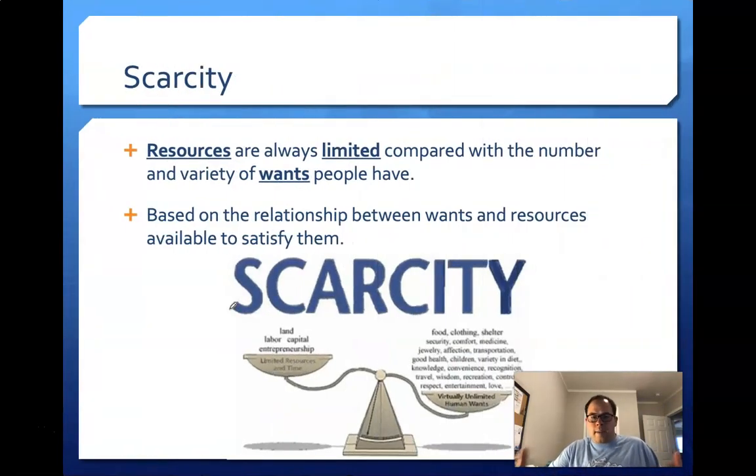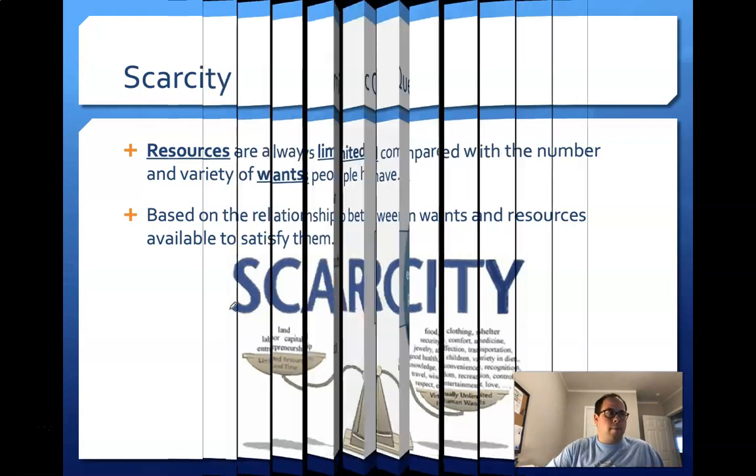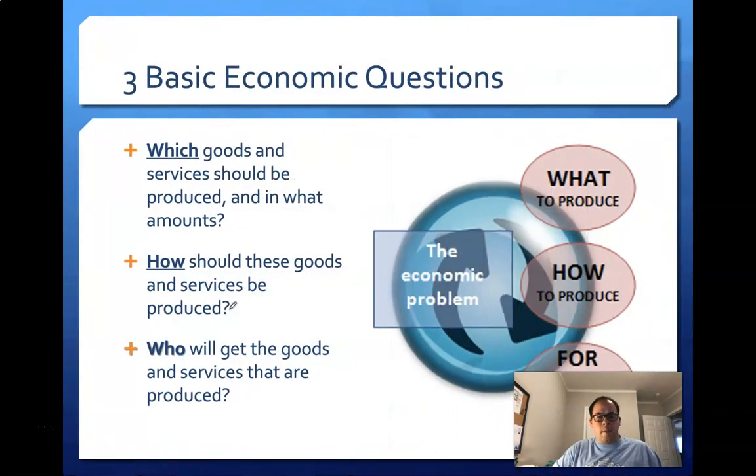Scarcity: everything in society is limited. Resources are always limited compared with the number and variety of wants people have. So there's this relationship between unlimited wants, like we said at the beginning, and our limited resources. And how we handle that really determines our economic system. We do that by answering three specific economic questions.